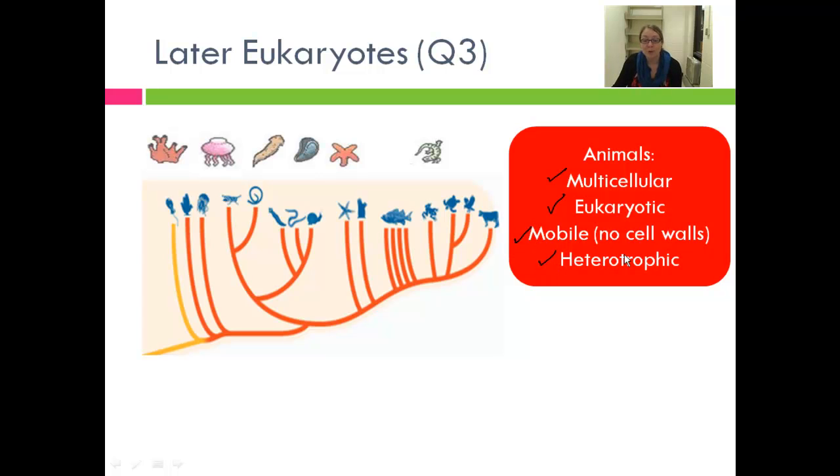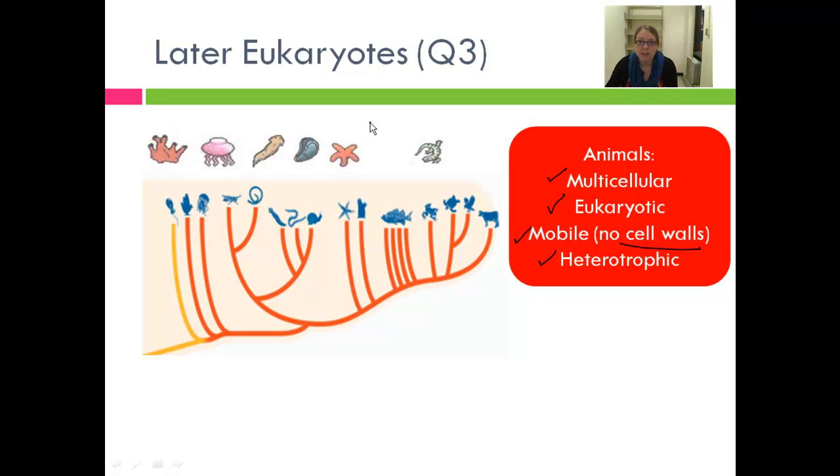But we're also pretty mobile, which means we don't have any cell walls, which keep us really, really rigid. We have other ways of supporting our bodies and to keep us upright, so we don't have to rely on cell walls like plants do.